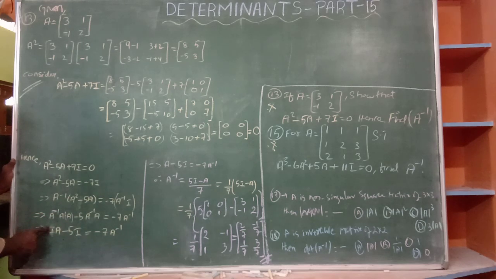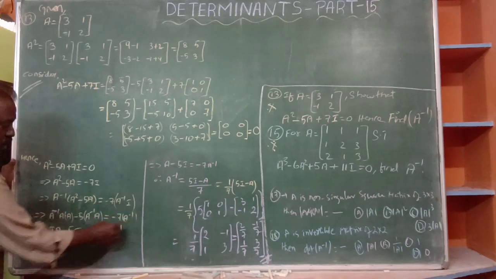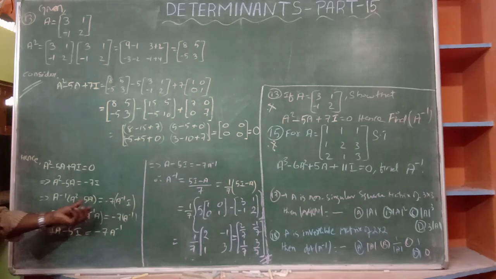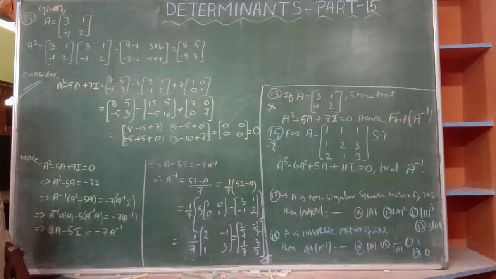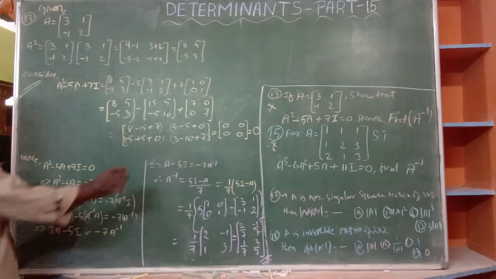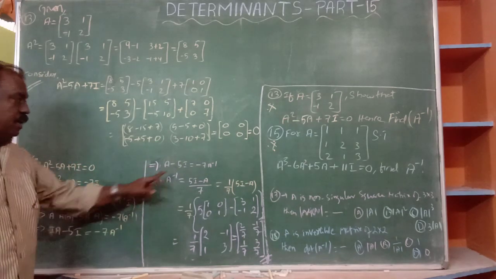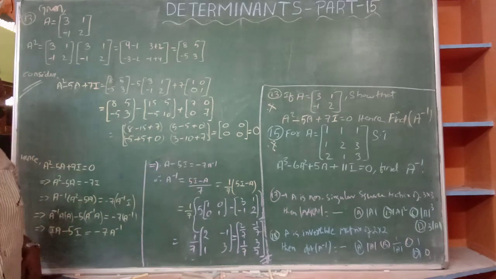A inverse into A is I. I into A is A. Here minus 5, A inverse into A is I, so it is minus 5I. On the right, minus 7, A inverse into I is simply A inverse. If we multiply I with any matrix, we get that matrix only. So we get A minus 5I equals minus 7A inverse.